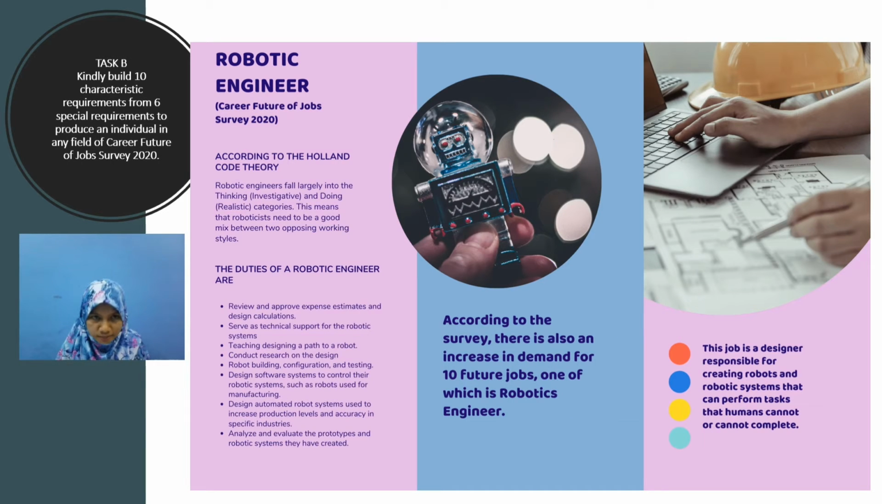So next is task B. The requirement of the assignment is to build 10 characteristic requirements from the 6 special requirements to produce an individual in any field of career, from the Future of Jobs Survey 2020. Our group chose robotic engineer from the Future of Jobs Survey 2020. According to the survey, there is also an increased demand for 10 future jobs, and one of them is robotic engineer.